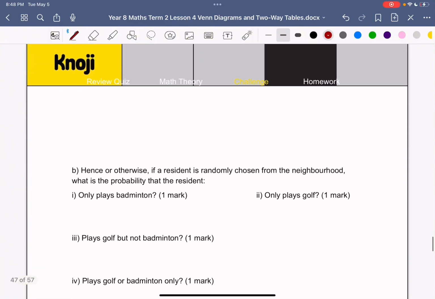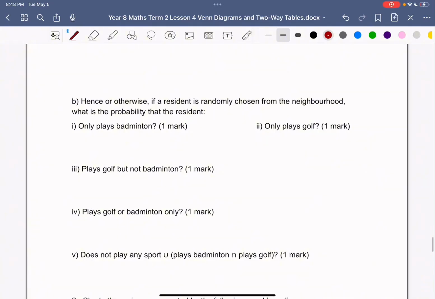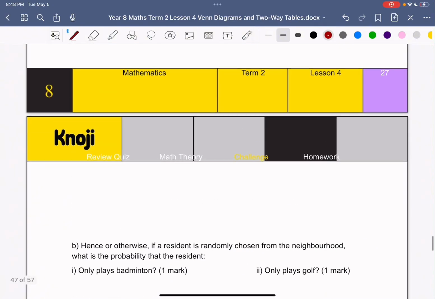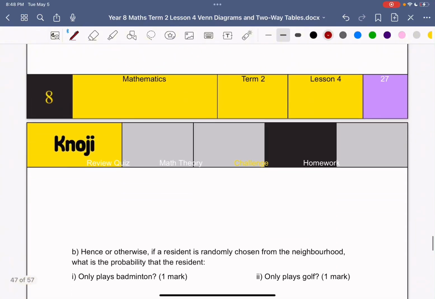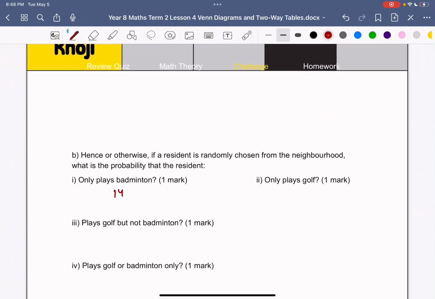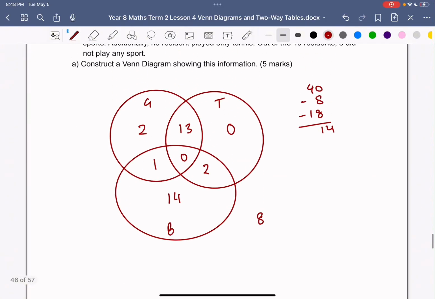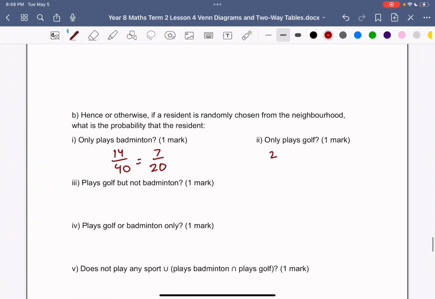Now if I move on to part B, we're going to see what the probability is if we pick someone at random and they only play badminton. If we scroll up here, only playing badminton was 14. So 14 out of 40 residents play badminton, so 7 out of 20. Only play golf, again, if we scroll up here, only playing golf was 2. So I can write 2 out of 40, which gives me 1 out of 20.